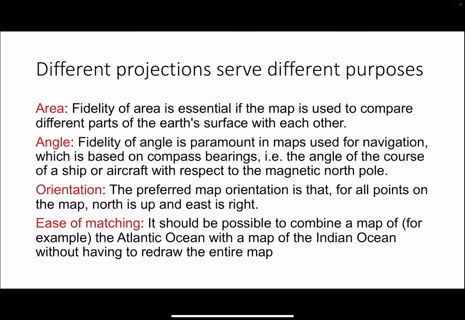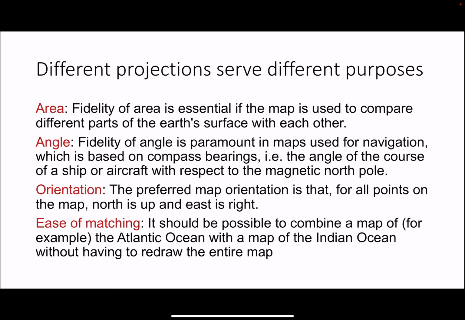Area is one. Let's say the goal of your projection is to keep the areas correct. That's important if you're trying to compare different parts of the Earth's surface with each other. And I'll show you, for example, the Mercator projection doesn't do a very good job with that. Another thing to worry about is the angle. Keeping the angle consistent is incredibly important if you want to use a map for navigation, which is based on compass bearings, right? Or something in relation to the magnetic North Pole.